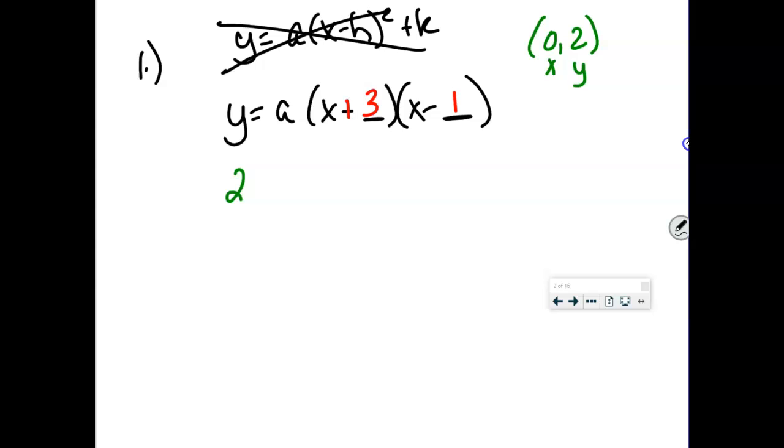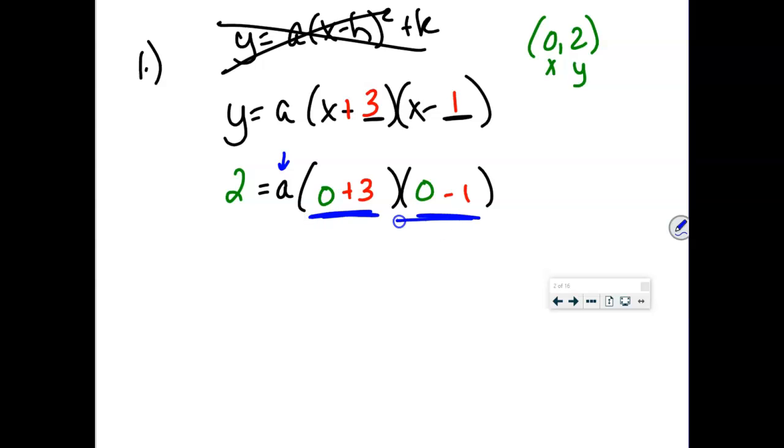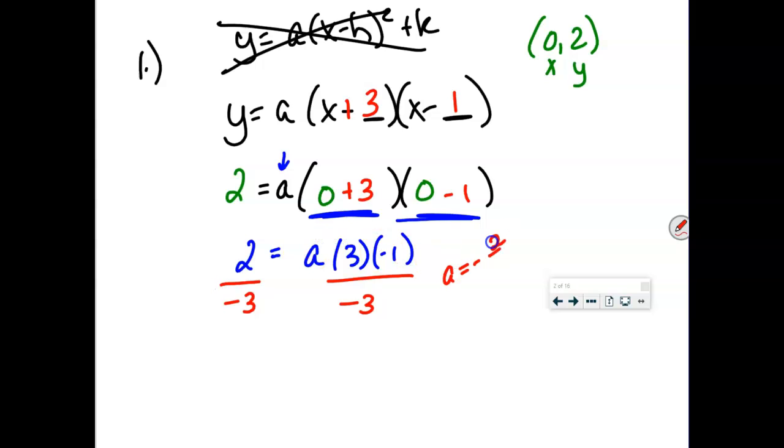So 2 equals a, and then we have 0 plus 3, and then 0 minus 1. If I take inventory of what I'm working with now, there's only one unknown thing left in this problem, and that's this little a right here. So simplify. This is a 3 times a negative 1 with an a in front, and it equals 2. So I divide both sides by negative 3. And all we just found, guys, was a. It's negative 2 over 3.